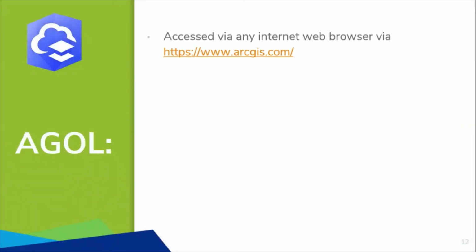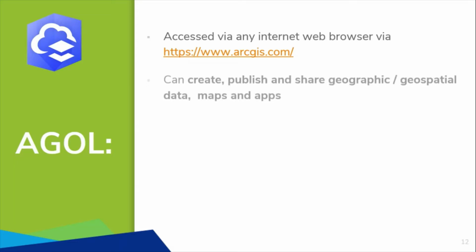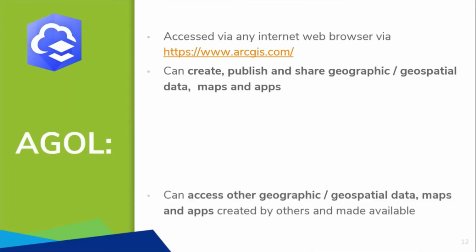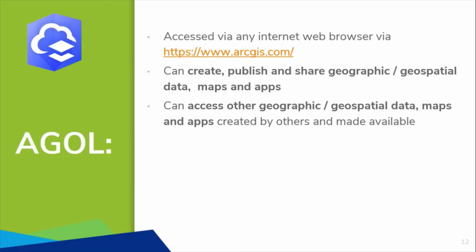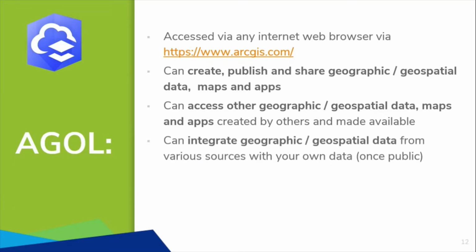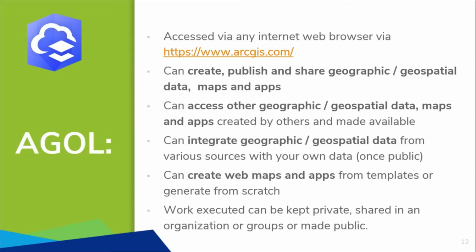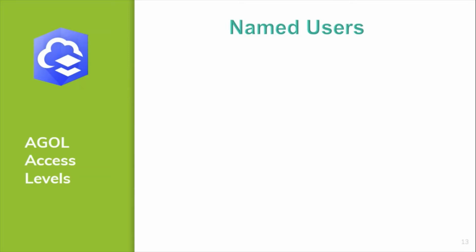So in accessing the ArcGIS Online platform, we go to www.arcgis.com from any browser that you utilize. And with that, we're able to create, publish, and share various data, maps, and apps. We can access ones that exist on the platform already that have been created by other persons and that have been made available, whether in a group that you're involved in, or within the organization of which you're a part, or generally made available to the public. We can also integrate various geospatial data from various sources once they have been made public, and we can create various maps and apps, either from various templates that exist, or from scratch. And of course, as stated before, the work executed will determine who has access to this data and to these various resources or services that we generate and provide.